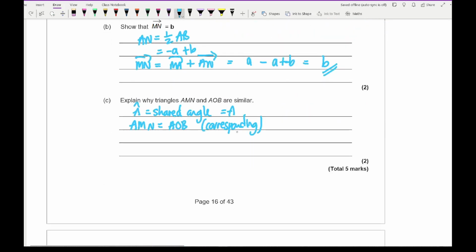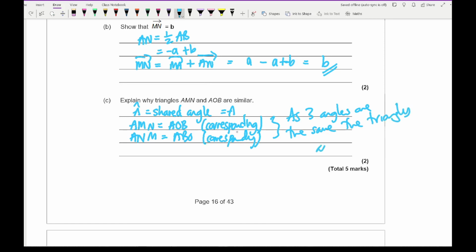And then so here I've then got ANM equals AOB because they're corresponding. So again, as three angles are the same, the two triangles are similar.